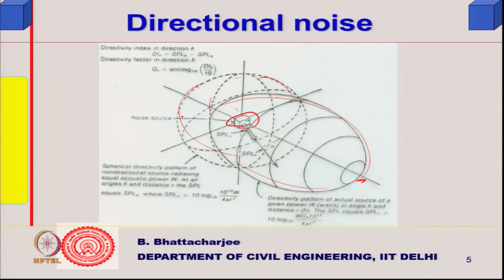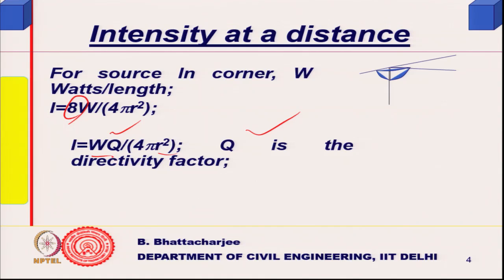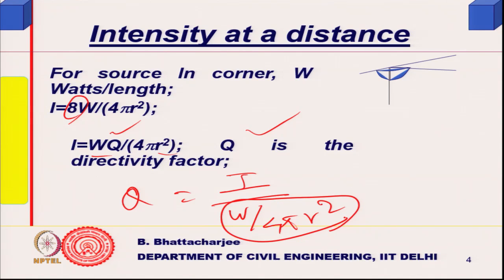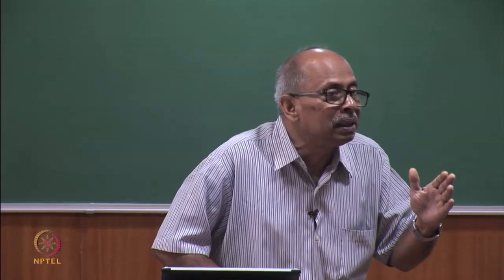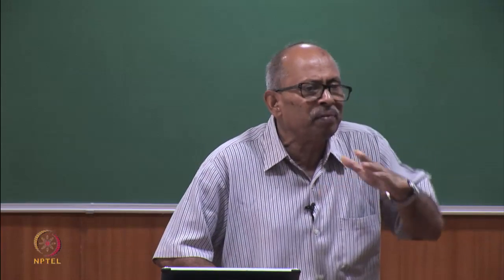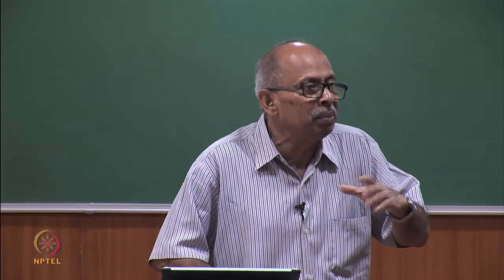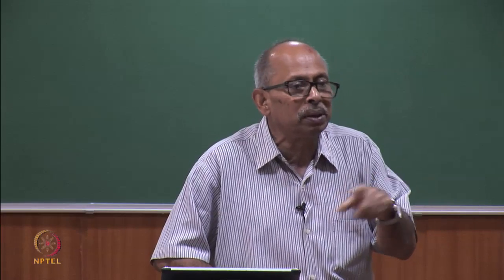So the directivity factor Q, if I go back to my previous slide, will be defined like this. Q is nothing but I divided by W by 4 pi r squared. And what is W by 4 pi r squared? It is the intensity for an omnidirectional source, which goes equally in all directions. So I call it I0. So Q is I by I0. The directivity factor is defined by I theta divided by I0, where I theta is the intensity measured along the direction concerned from a reference angle. If it is two dimensional, it is pretty easy, because you can define it by only one angle.